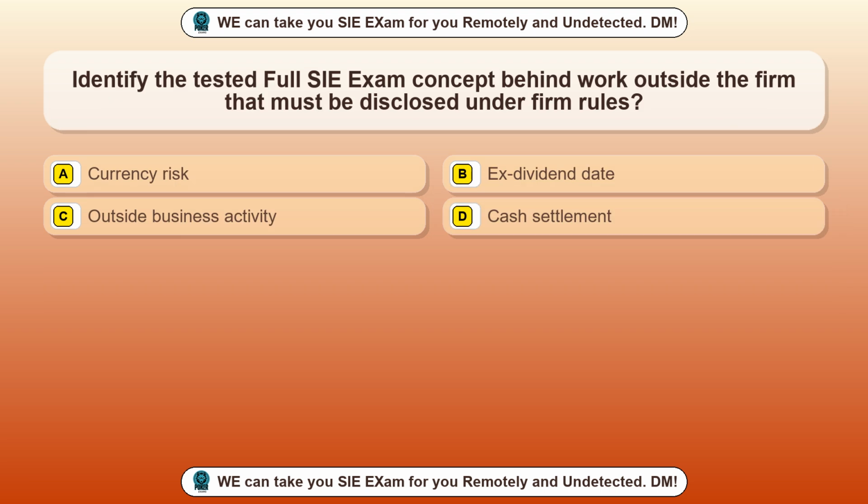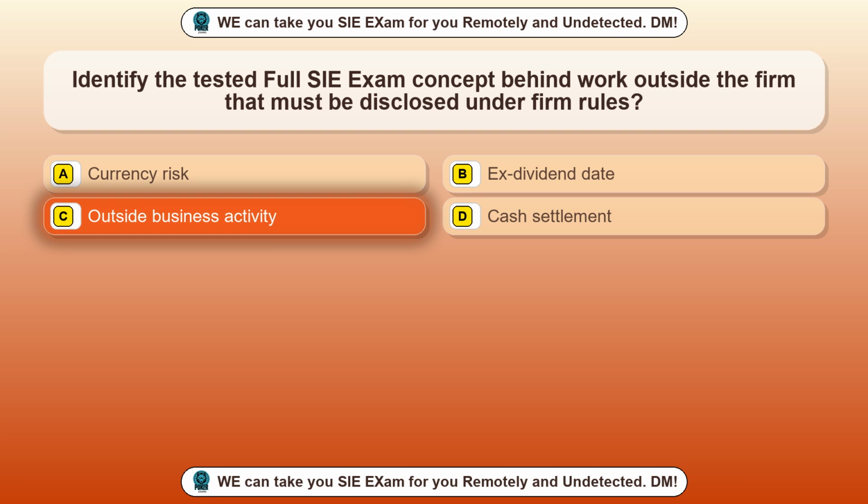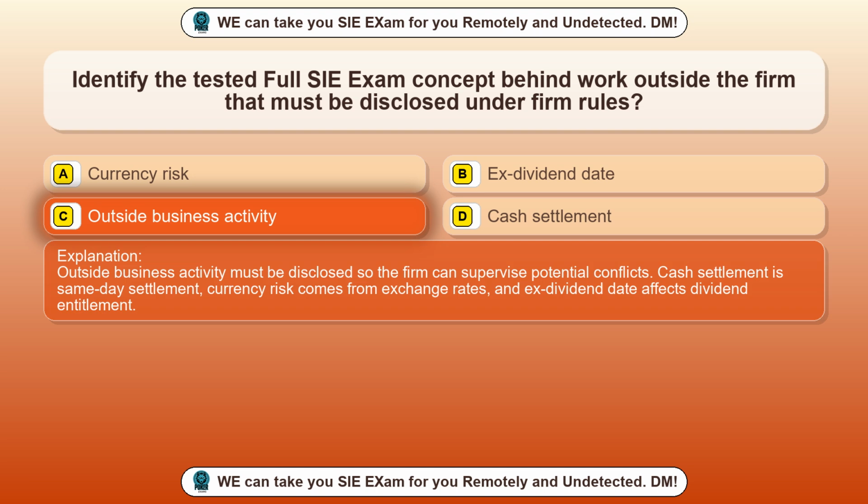Question 42. Identify the tested full SIE exam concept behind work outside the firm that must be disclosed under firm rules. Option A, currency risk. Option B, ex-dividend date. Option C, outside business activity. Option D, cash settlement. The correct answer is option C, outside business activity. Outside business activity must be disclosed so the firm can supervise potential conflicts. Cash settlement is same-day settlement, currency risk comes from exchange rates, and ex-dividend date affects dividend entitlement.